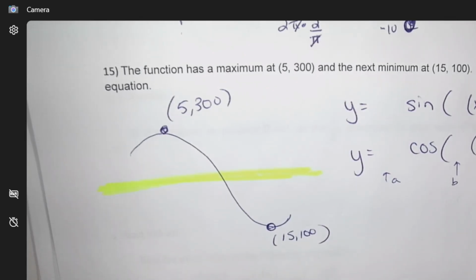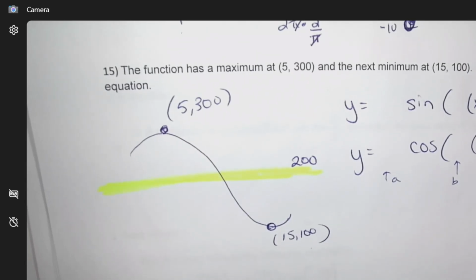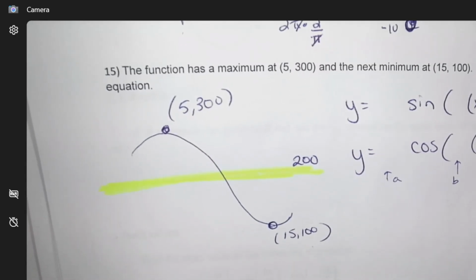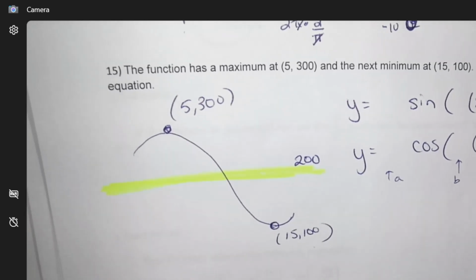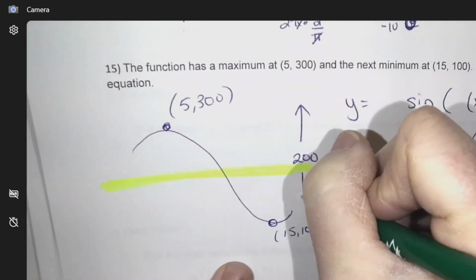Height. There's a height of 100 down here and a height of 300 up there. So the middle is 200. Okay, where do I fit that into the equation? Do you remember which place? The D. Where have we shifted this graph? Because the middle was normally 0, flat. Now it's 200 up.